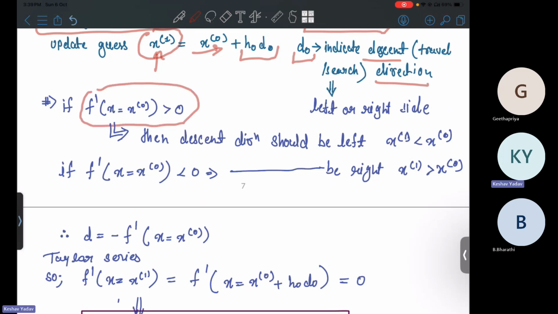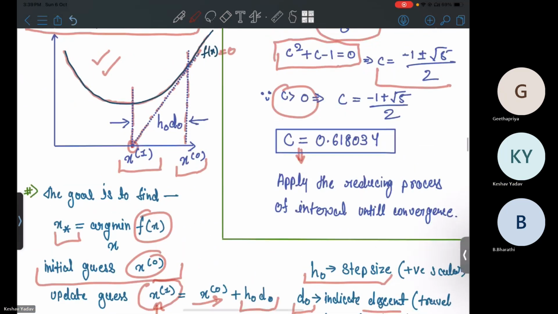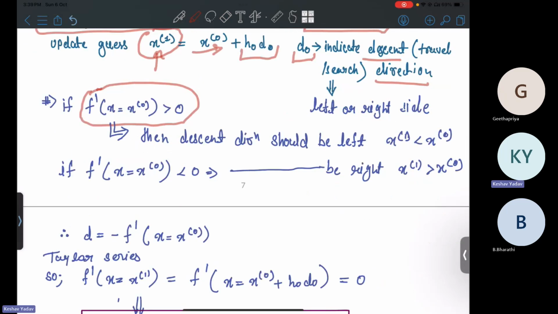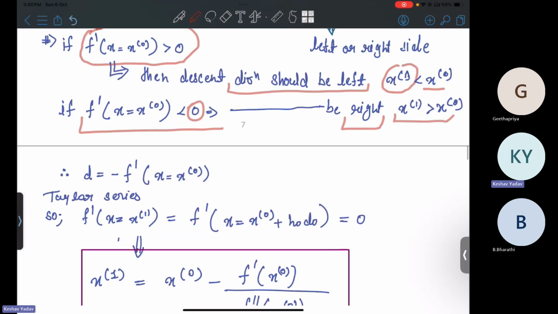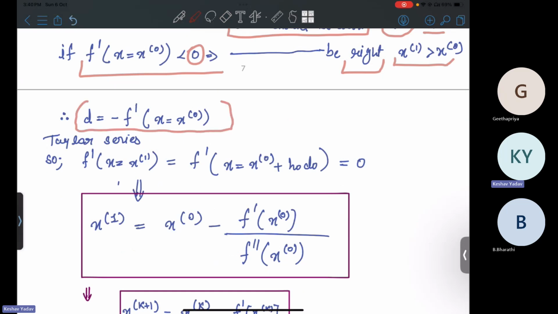If our f prime of x is greater than 0, like in this case, then we will move in the left direction. Means our x1 will be less than x naught. Similarly, if my f prime at x equal to x naught is less than 0, in that case we need to move rightward. Means our x1 will be greater than x naught. Means the descent, I can assume as minus of f prime of x at x equal to x naught.